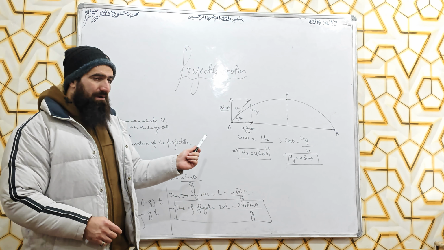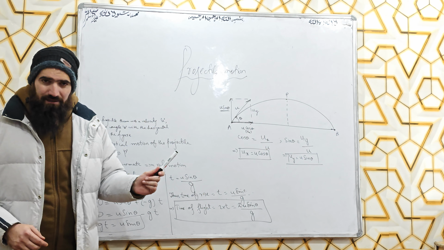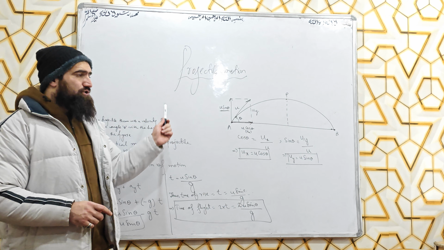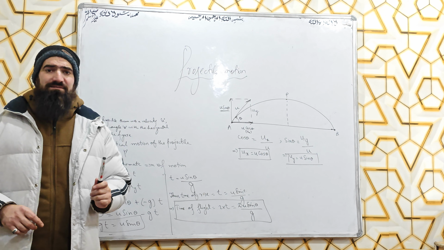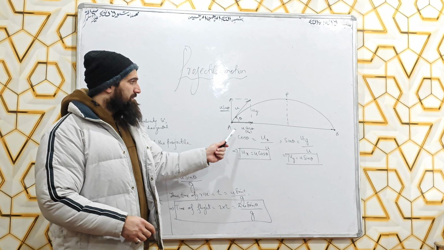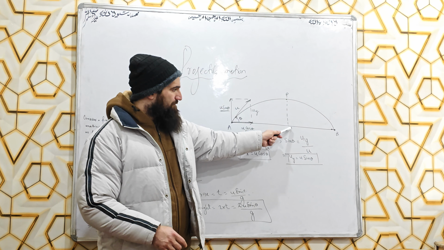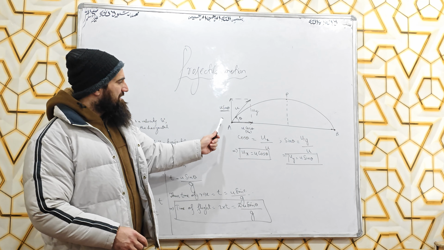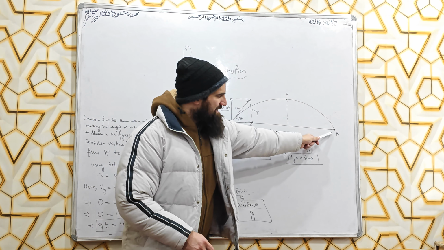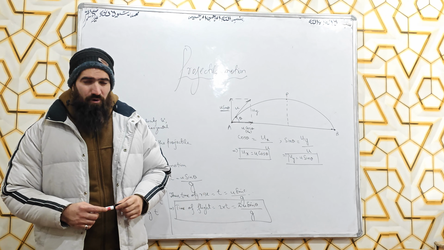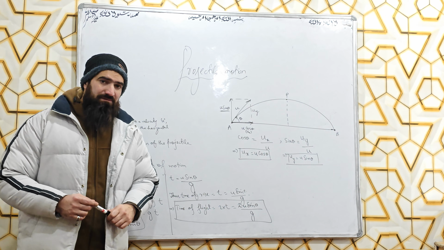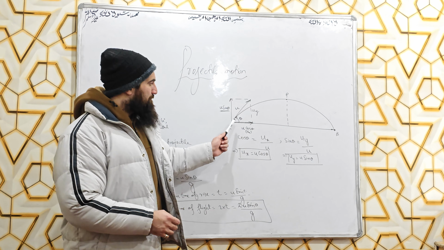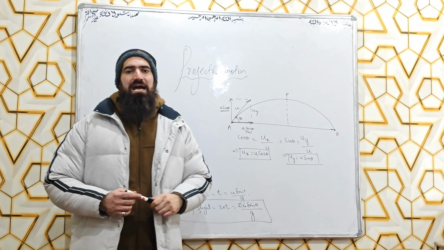The motion executed by the body in this case is known as projectile motion, and the body which is showing this motion is known as projectile. The path shown by the body is known as trajectory. The maximum height attained by the body is from this point to this point, and the maximum horizontal distance traversed by the body during the course of motion is known as the range. The time taken by the body to reach from point A to B is known as time of flight.